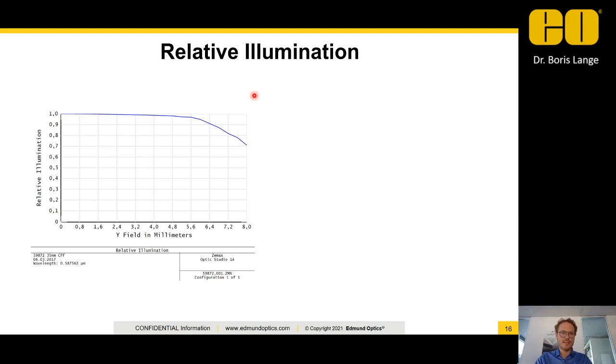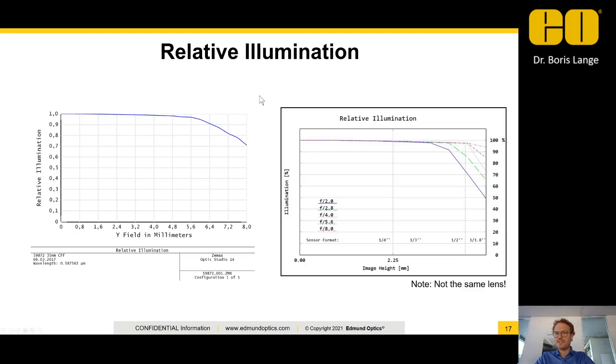Our own datasheets, of course, do show a relative illumination curve, but I've also seen a couple of RI plots with only one line, and that's not the full story, because RI heavily depends on the F number. So in our opinion, as Edmund, an RI plot should have many curves that represent the performance for different F numbers.